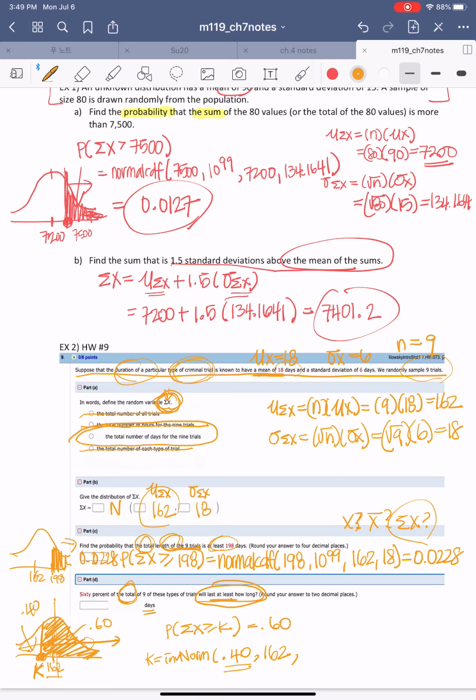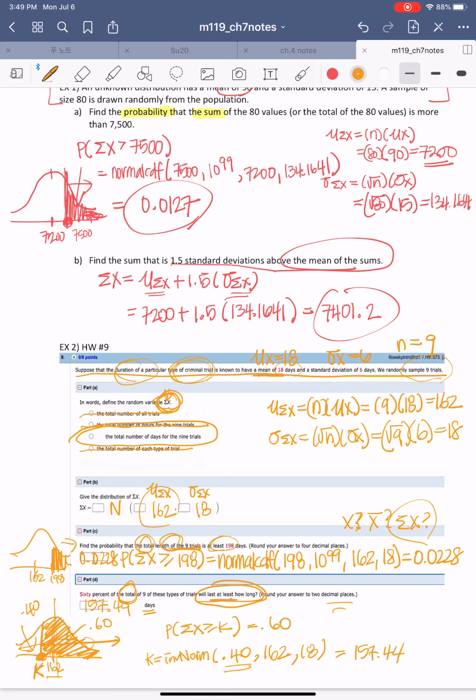162, that was your mean of the total. And then 18, I'm getting, rounding to 2 decimal places, 157.44. Okay? All right. So that's chapter 7.1 and 7.2.